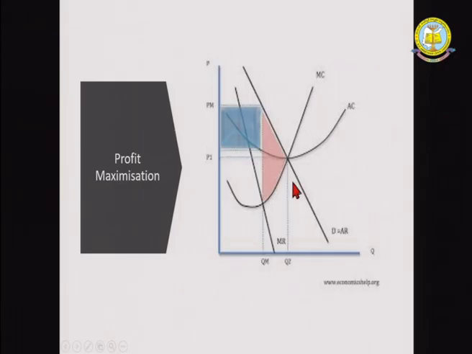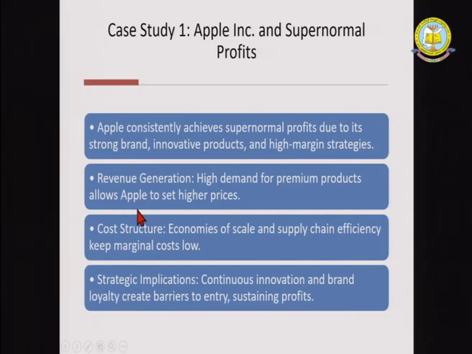Now, look at this. The average revenue is sliding downward from left to right with the increased production. Average revenue. Now, marginal cost is going up. Average cost also is going up. Now, the point where the average revenue is equal to the average cost is equal to marginal cost, this is the point of optimization, profit maximization.